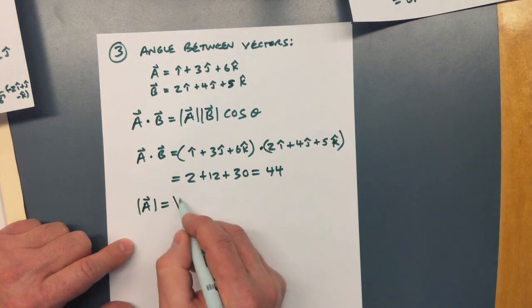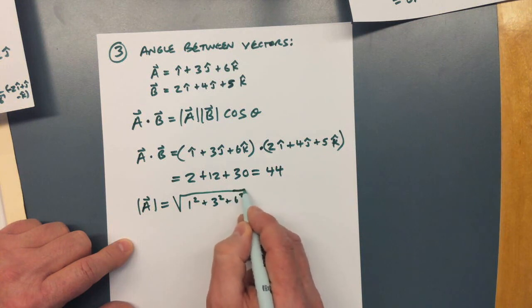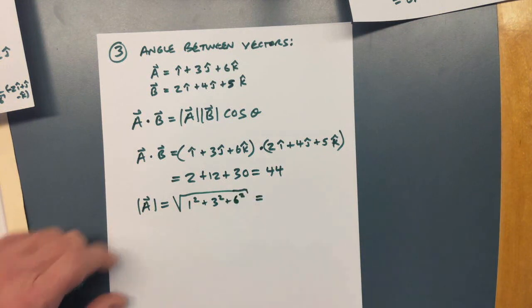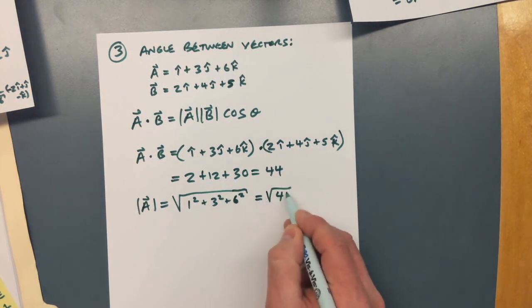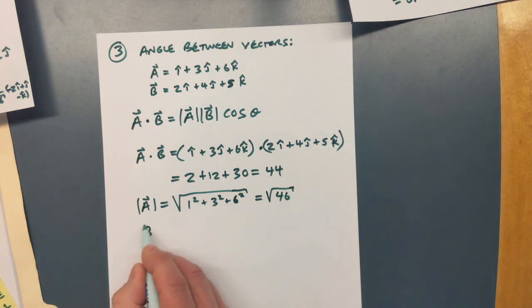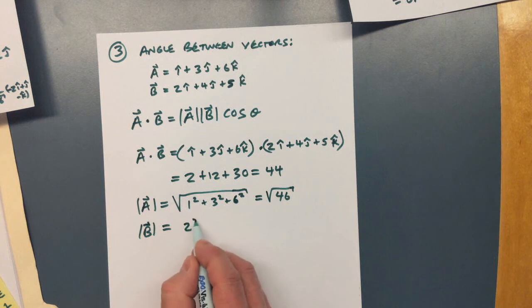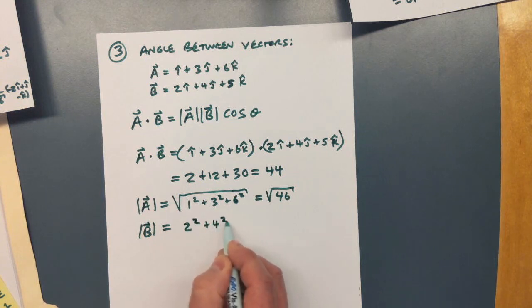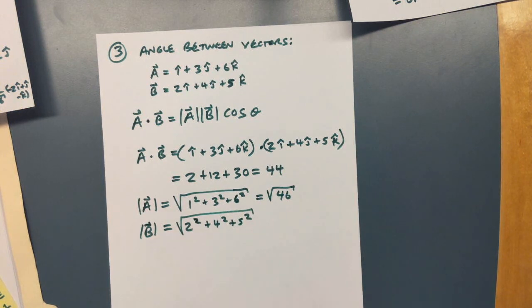Magnitude of A is the square root of 1 squared plus 3 squared plus 6 squared. So that's 36 and 9 and 1. So square root 46. And for B, the magnitude of it is 2 squared plus 4 squared plus 5 squared. 25 and 16, 41 and 4, 45, I think.